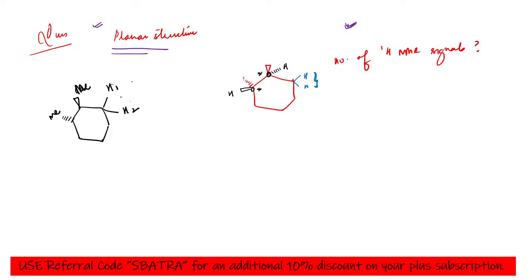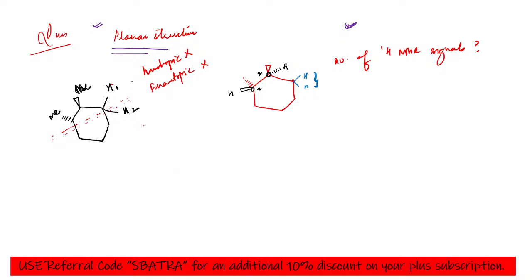So if these two hydrogens are not replacing each other's position, that means they are not homotopic, okay? They are not homotopic, okay? If I have to check the enantiotopic relationship, then this type of plane of symmetry is not possible. This type of plane of symmetry is not present. This means they are not even enantiotopic, okay? They are not even enantiotopic.